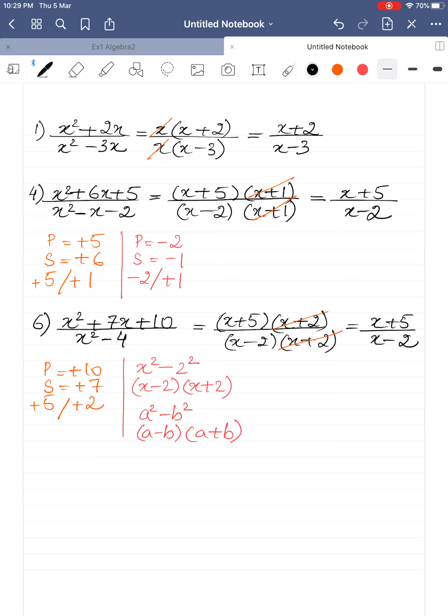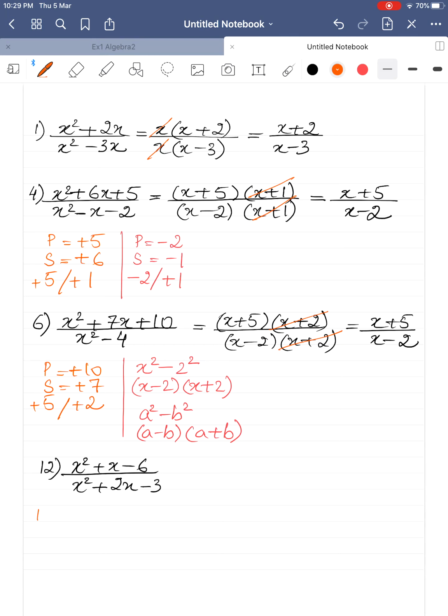Let's try one more question. Question number 12. You have x squared plus x minus 6 divided by x squared plus 2x minus 3. Clearly we can see that we can factorize our numerator and denominator both by the product and sum method.